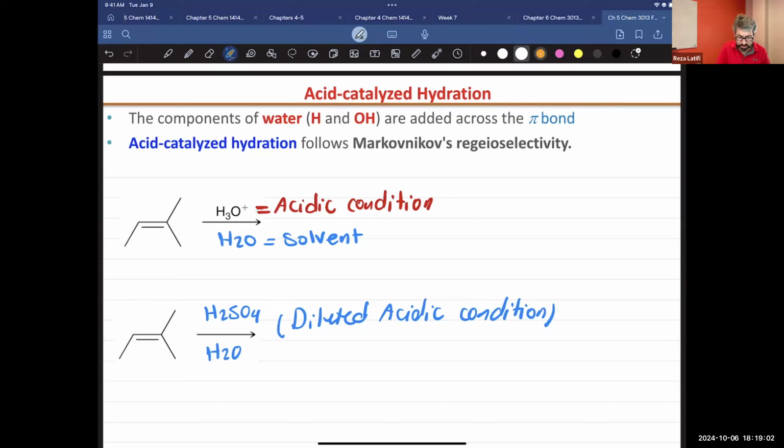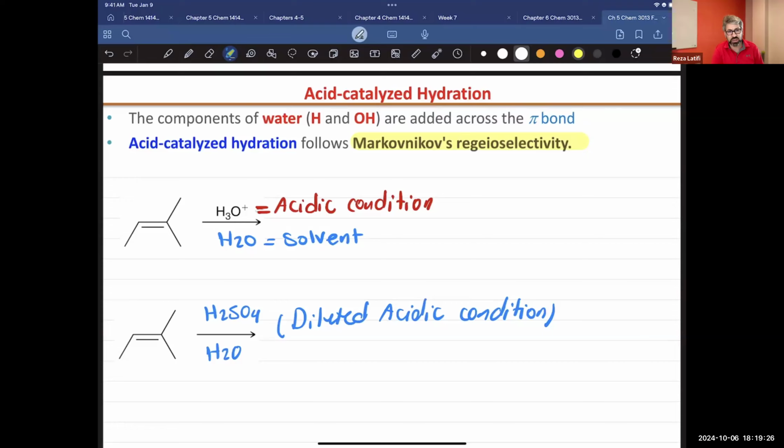The addition is going to follow Markovnikov's selectivity, or regioselectivity. That means hydrogen, or H plus, will be added to a carbon with fewer substituents, while OH will be added to a carbon with more substituents. The reaction is going to be initiated by acidic conditions.